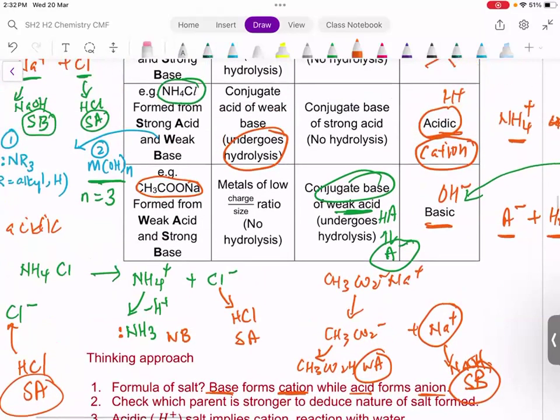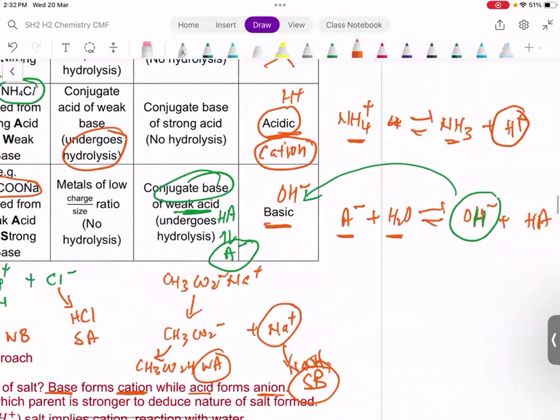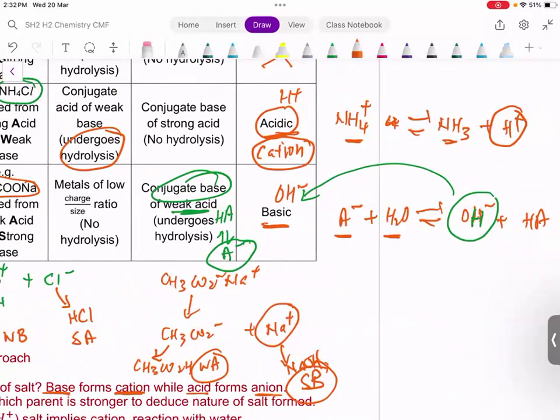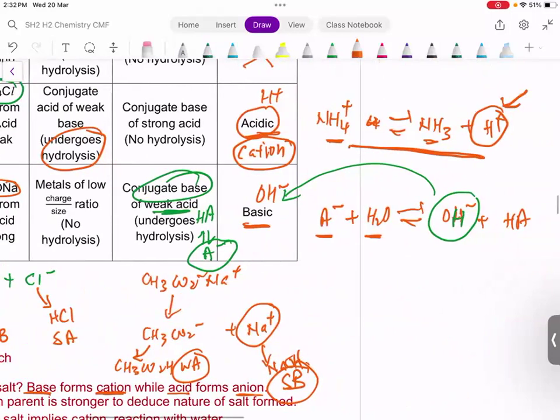For the cation, I need to account for the H+. Acidic salt means it is able to release H+, right? So this is the equation to account for how H+ is being released. And this is to account for how OH- is being released. Basic salt means it can give out OH-. So how do I write the equation? This is how I write. You have to memorize. These are the more common ones.